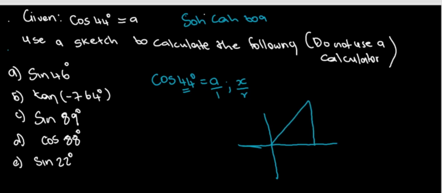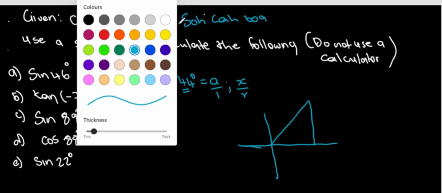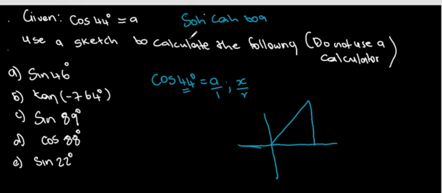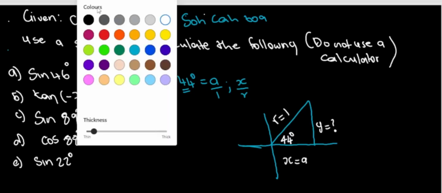Now I need to give my triangle some labels. I know that I'm given this angle as 44 degrees, and we know that r is the hypotenuse, which is 1, and we have x, which was given as A. What is y? Our opposite, unknown. We need to use what? Theorem of Pythagoras to find the value of y.